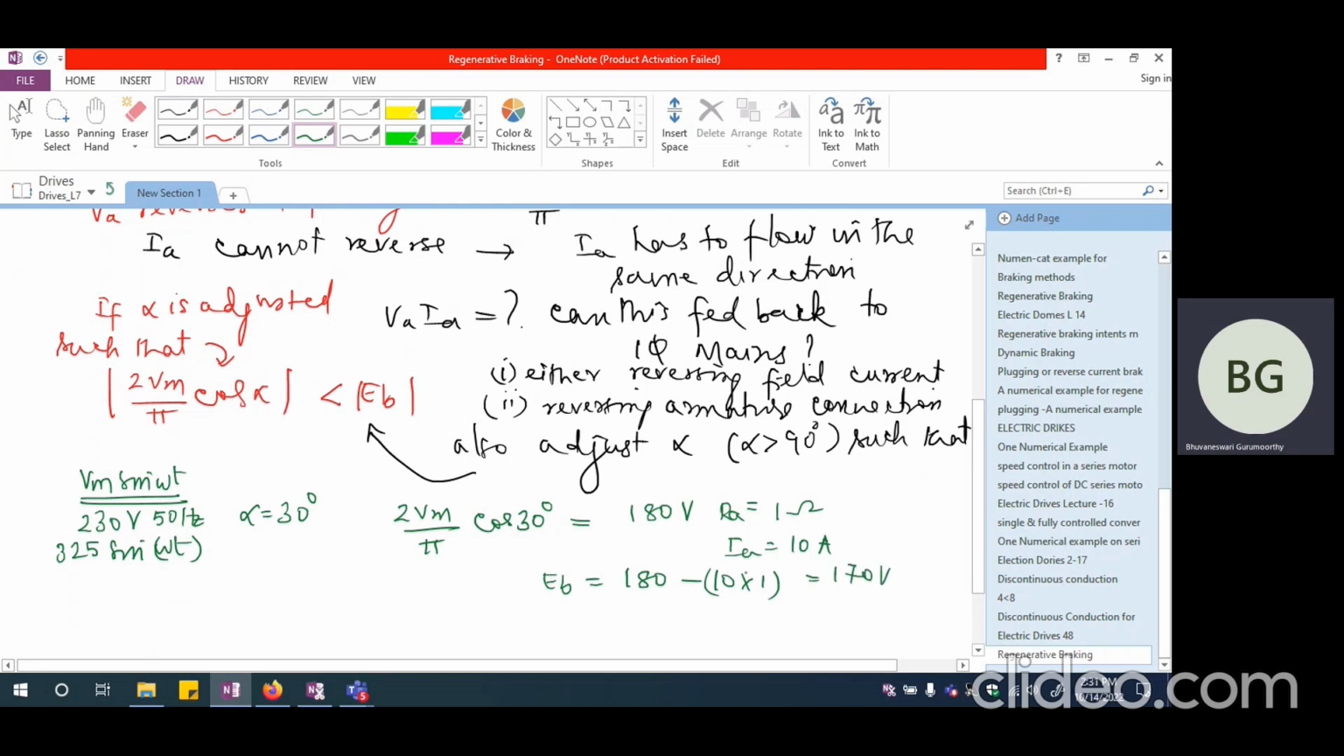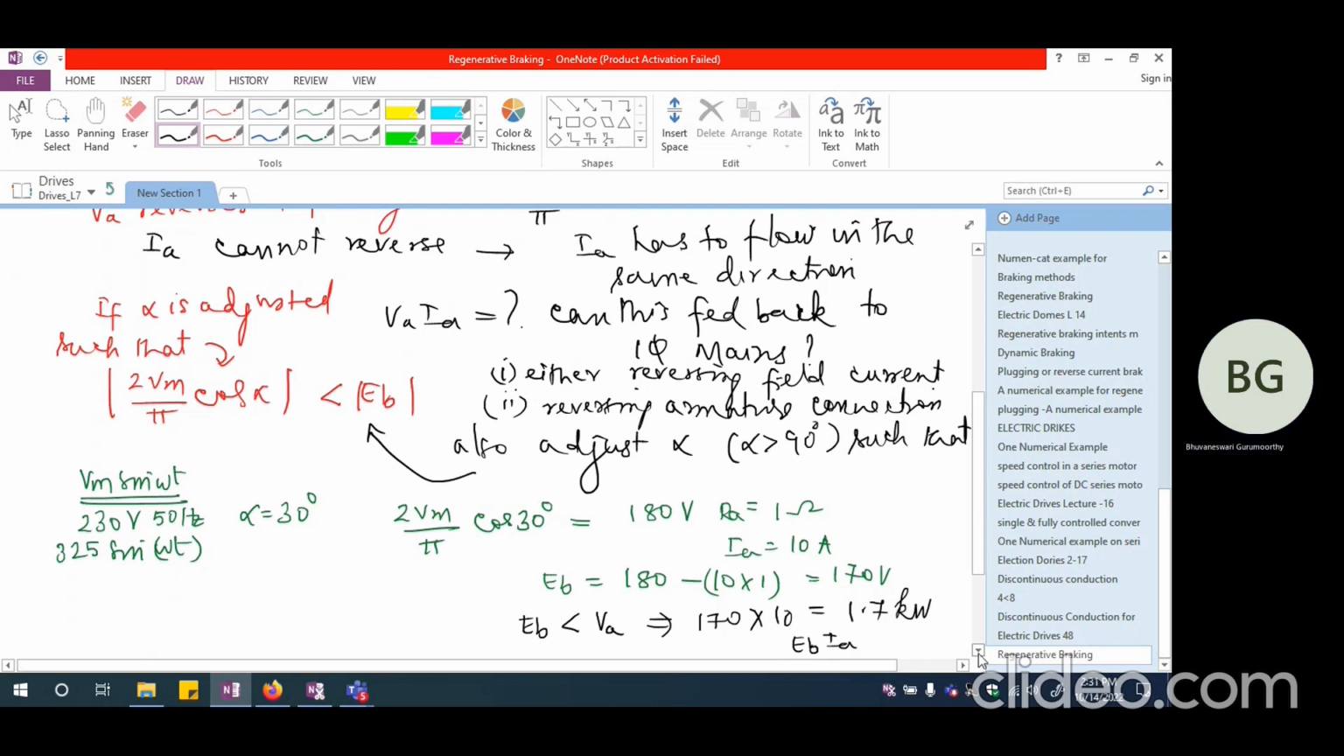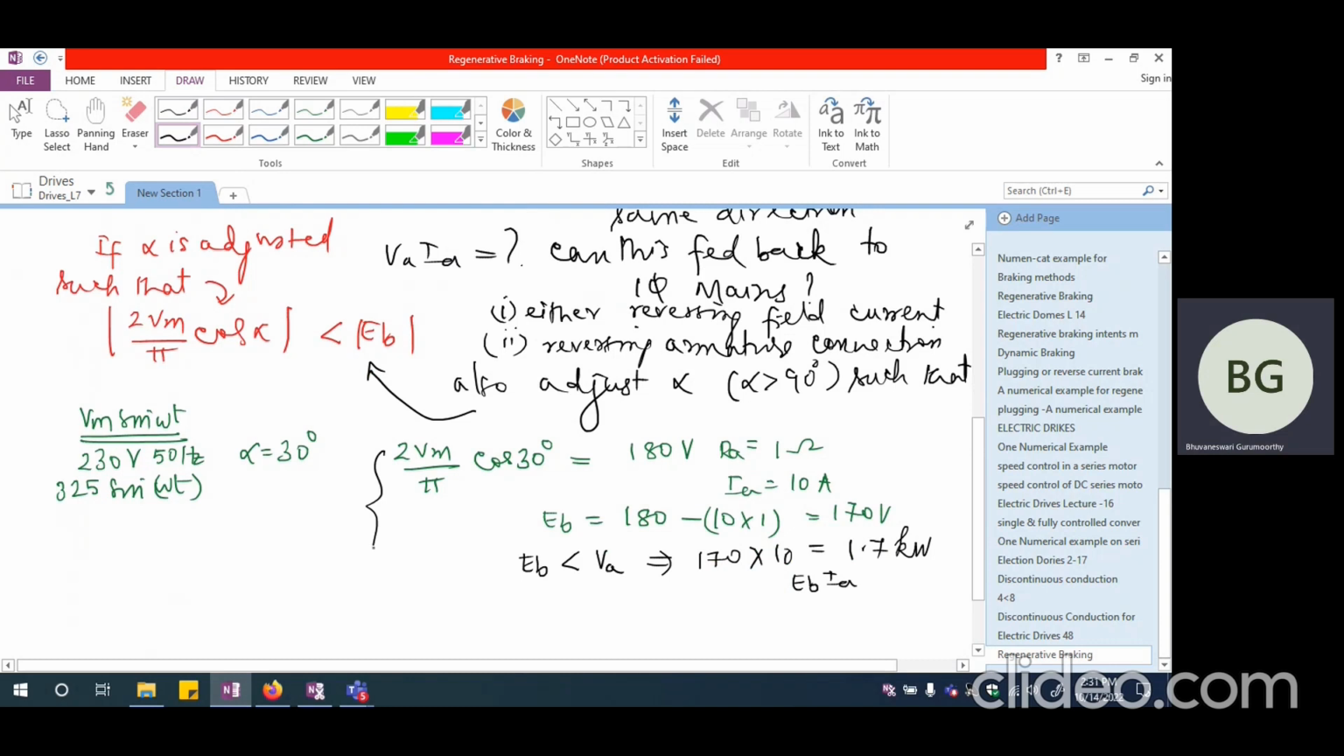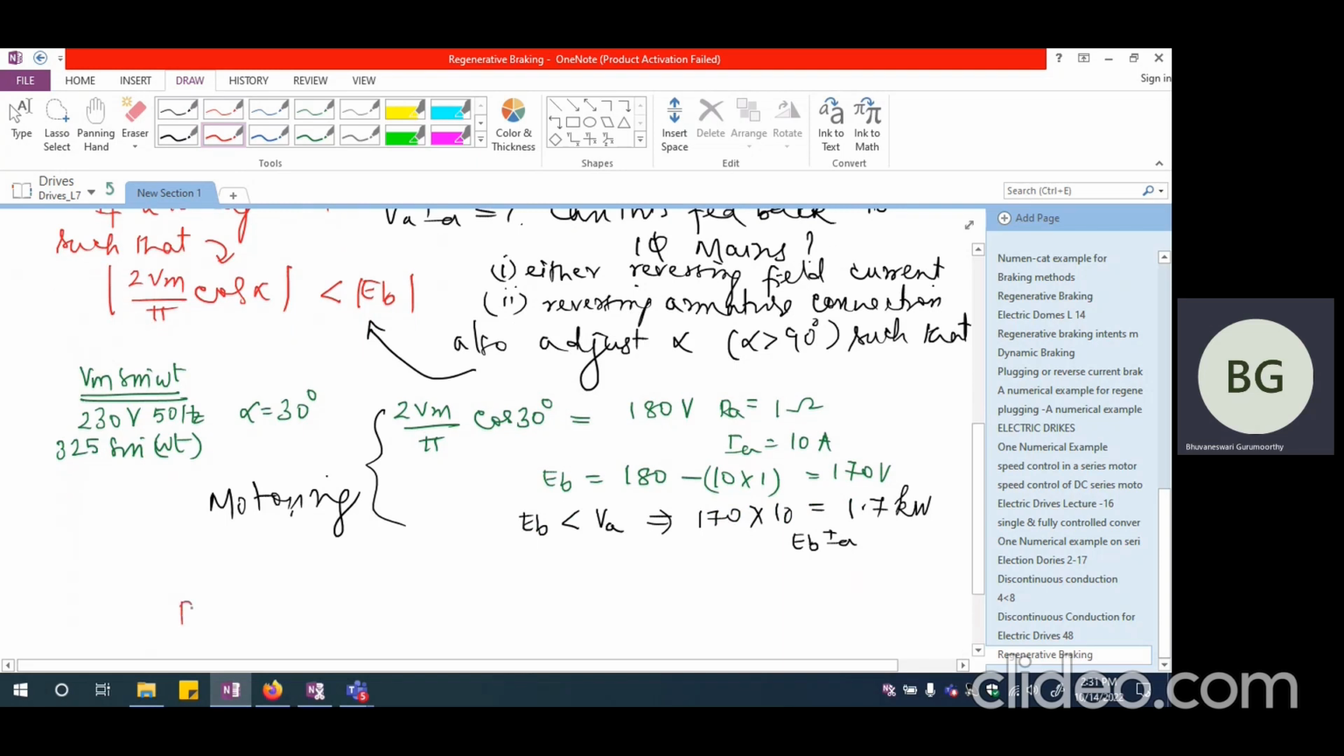So this is very clearly motoring operation. We are having EB less than VA, and the power that is being developed is 170 multiplied by 10, which is 1.7 kilowatt. So I'm calculating EB multiplied by IA. This is the power that is developed by the DC motor. Now this is clearly going to be motoring operation. So if I want regeneration, let me see what can be the case for regeneration.